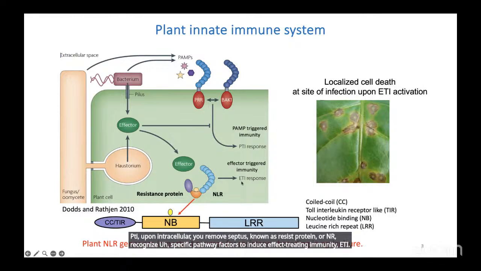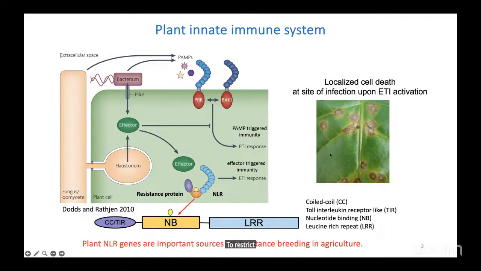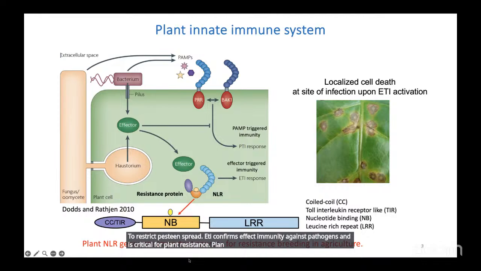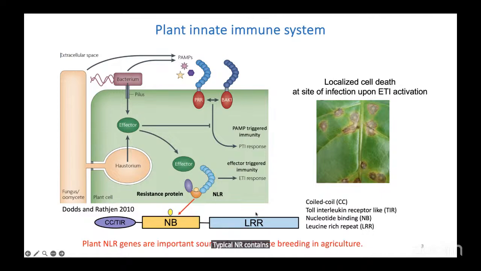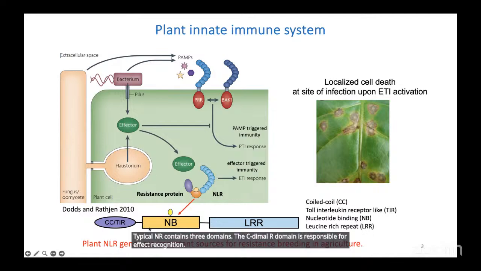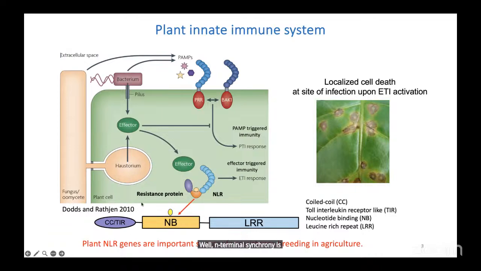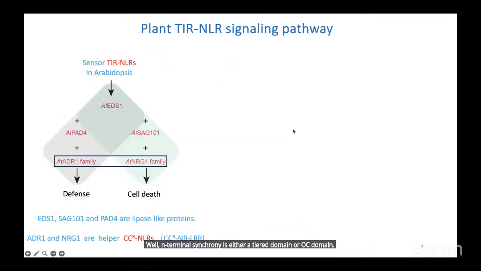ETI is a strong defense and causes localized cell death at the site of infection to restrict pathogen spread. ETI confirms effective immunity against pathogens and is critical for plant resistance. Plant NLR genes are important sources for resistance breeding in agriculture. Typical NLRs contain 3 domains. The C-terminal LRR domain is responsible for effector recognition. The central NB domain functions as a molecular switch controlling activation of the whole protein by oligomerization. The N-terminal signaling domain is either a TIR domain or a CC domain. And we are mainly interested in the TIR subclass of NLRs.